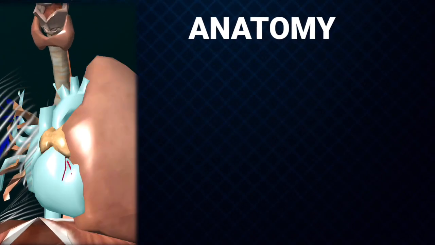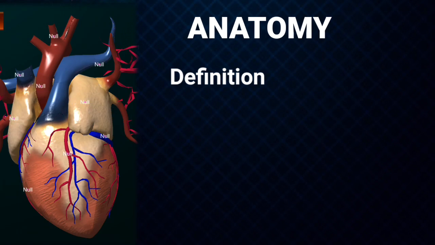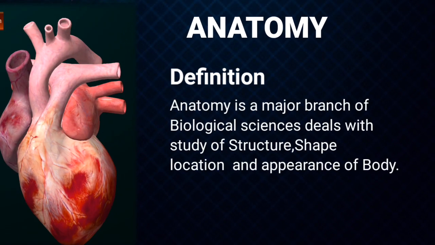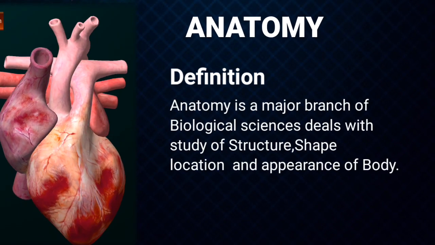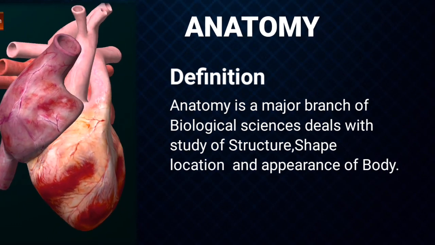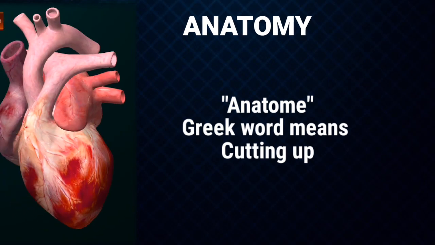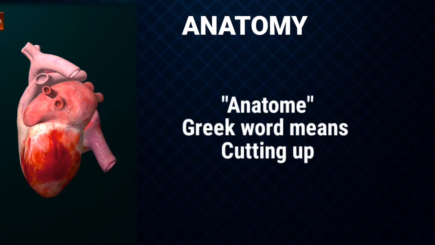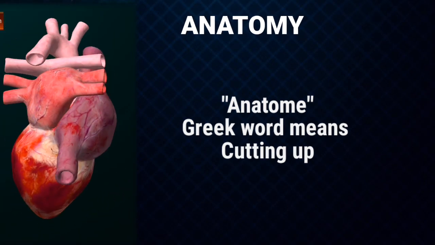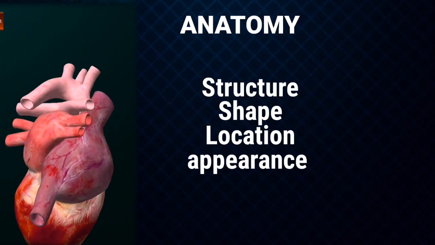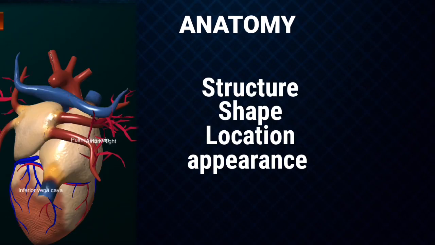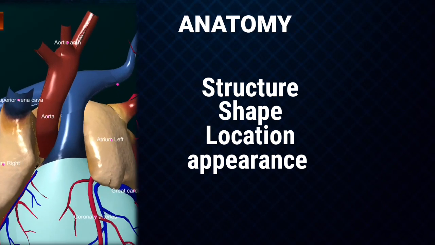The definition of human anatomy. Human anatomy is the science which deals with the structure of the human body. The word anatomy is derived from a Greek word, anatom, which means cutting up. In anatomy, you will study the basic structures of different human parts, for example, the bones, the heart, the skin, etc.